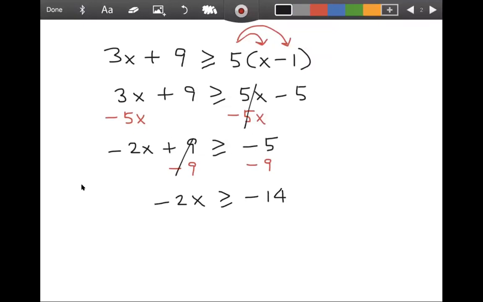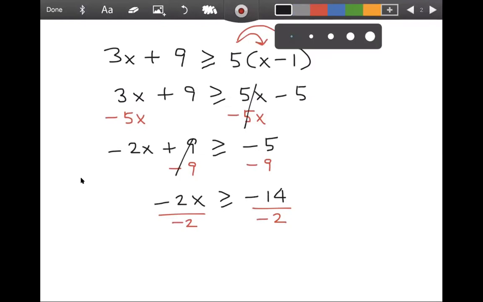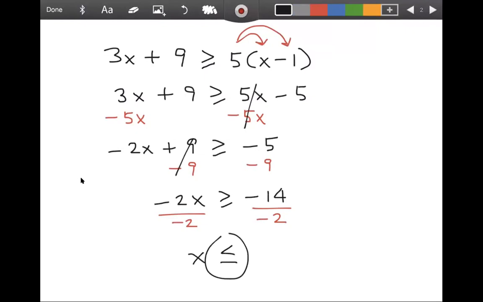Now, to get x by itself, I need to divide both sides by -2. So what's the super important thing I have to remember? Because I'm dividing both sides by a negative number, I have to reverse the inequality sign, and then -14 divided by -2 is +7.